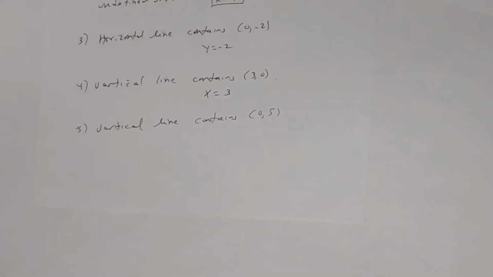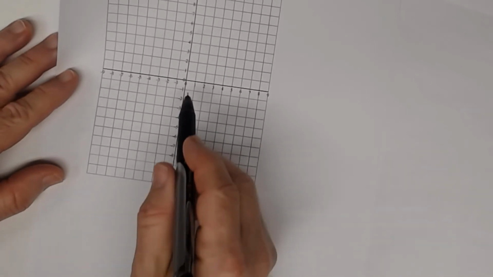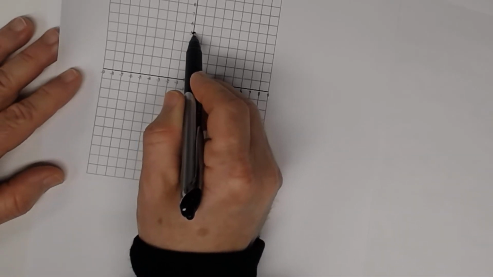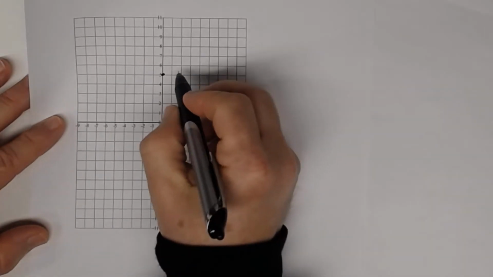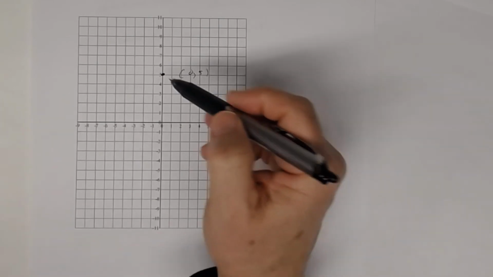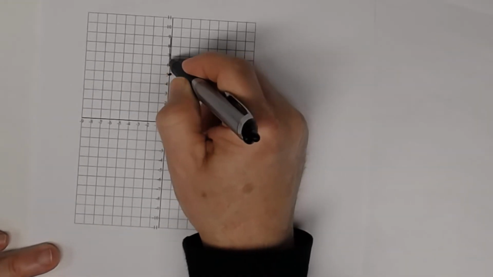All right, so this vertical line contains (0, 5). So let's plot the point (0, 5). So (0, 5) is right here on the y-axis. And it's a vertical line, correct? So it's going to go through that point.